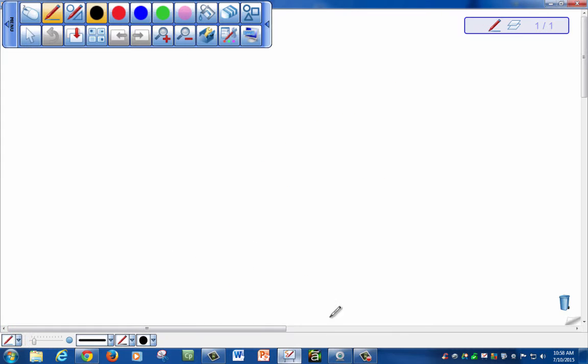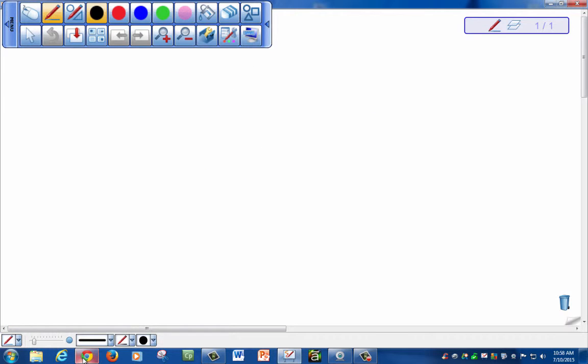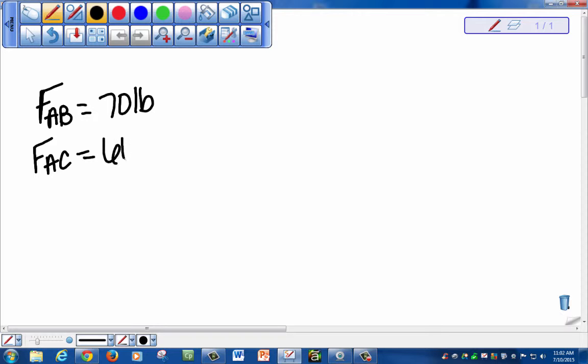Okay, so step one is always to write down the information you know. When we look back at the diagram, it tells us force AB and force AC are 70 pounds and 60 pounds. So we know FAB equals 70 pounds and force AC equals 60 pounds.